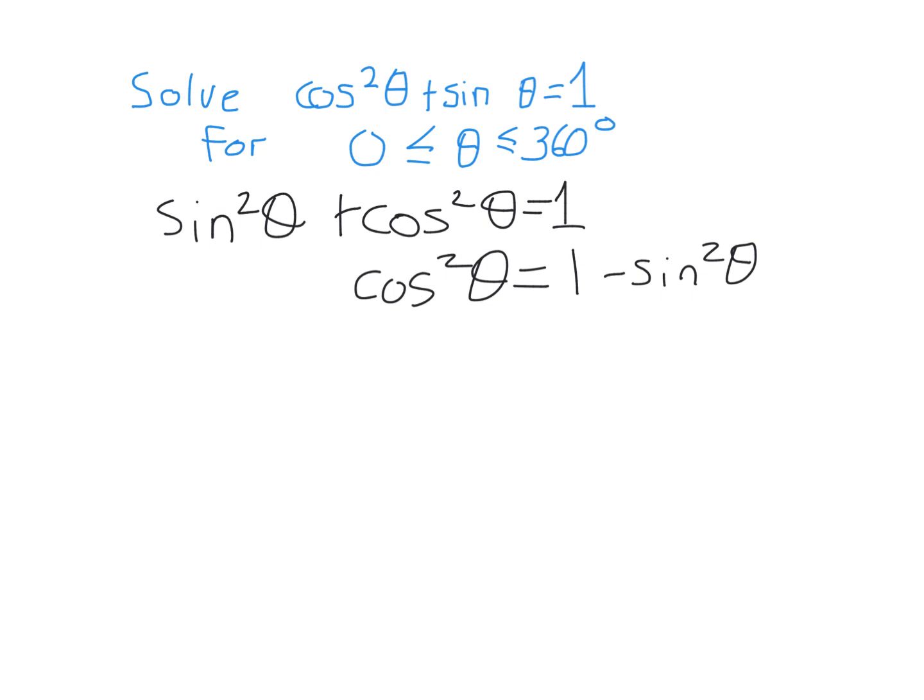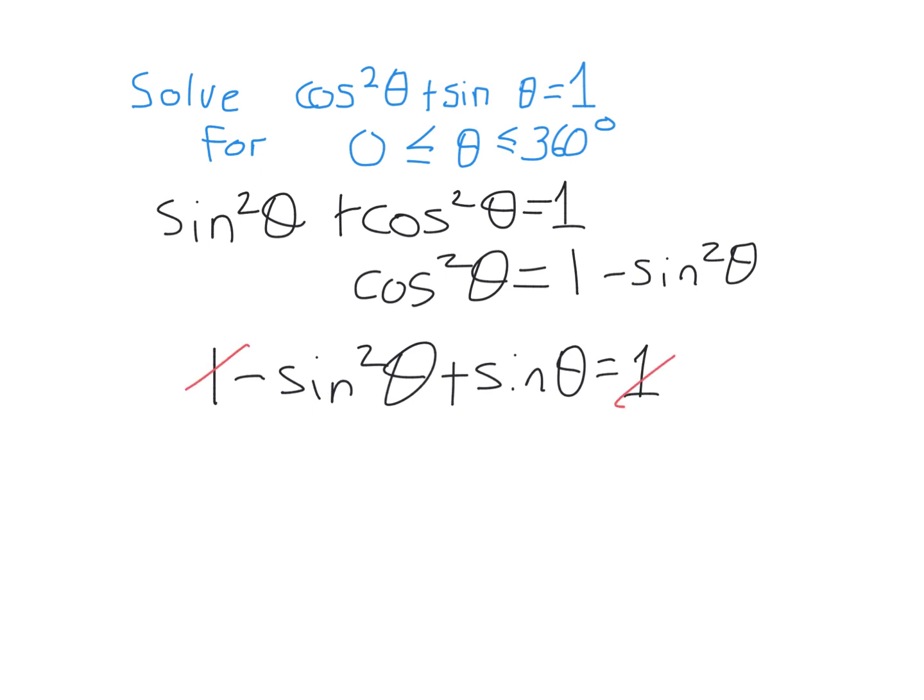So substituting this for cos squared theta, I get 1 minus sine squared theta, plus sine theta equals 1. Okay, what do I do now? Well, I can get rid of the 1 on each side. Essentially, I'm subtracting 1 from both sides. I'm left with this quadratic because of the squared term. So I'm going to take out a factor here of minus sine theta. So factorizing this, I get negative sine theta outside of sine theta minus 1 is equal to 0.